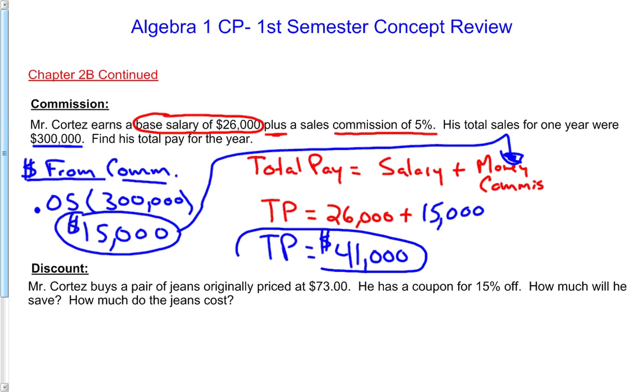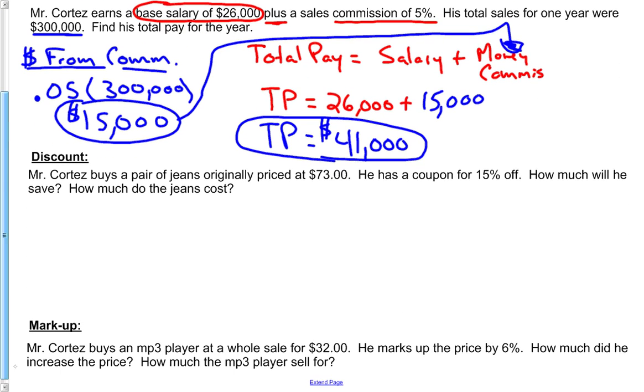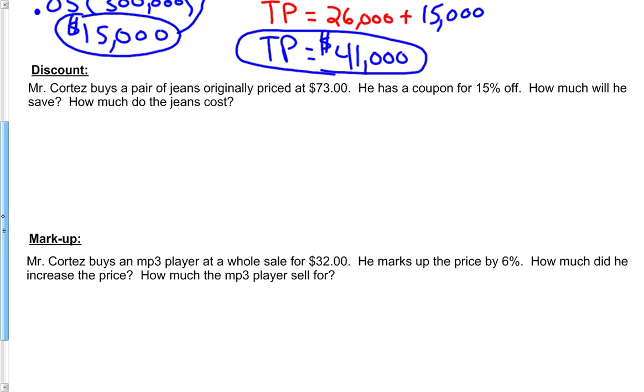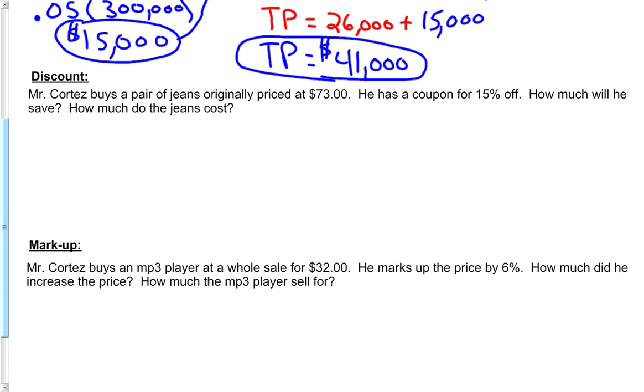All right, now we're going to move on and do another one that's very similar, but this time it's going to be a discount problem. Looking at discount. Mr. Cortez buys a pair of jeans originally priced at $73. So the normal price. It's not how much he's going to save or how much he's going to spend, that's the normal price. He has a coupon for 15% off. How much will he save? How much do the jeans cost?